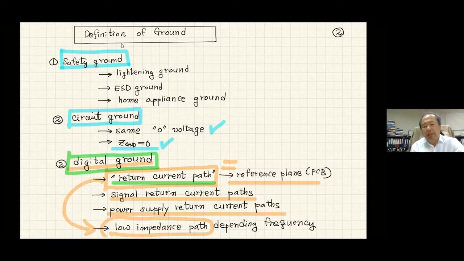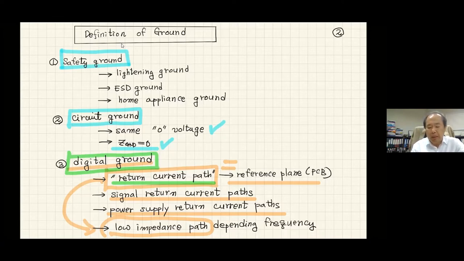for 100,000 return current paths. If you have 1,000 decoupling capacitors at the chip level, package level, and PCB level, you have to check the power supply return current path. If there are any discontinuities, we can possibly create noise coupling. Or, if you have a certain impedance of ground, and signal current and power current have the same return current paths, it will create noise coupling between signal and power and signal.